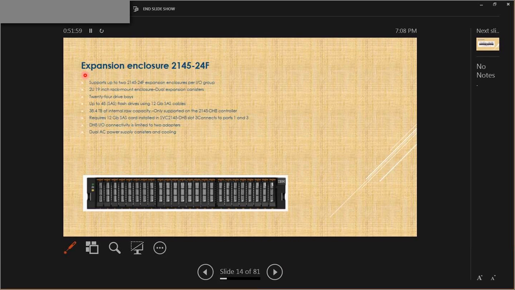Why? Because you have 2 options here. You can have 3.5 inch drives and you can have 2.5 inch drives. If you are using 2.5 inch drives, it will support 24 drives per expansion enclosure. If you are using 3.5 inch drives, it will support 12 drives per expansion enclosure. Because in that case, the drives will be mounted horizontally if you are using larger drives, so it consumes more space.